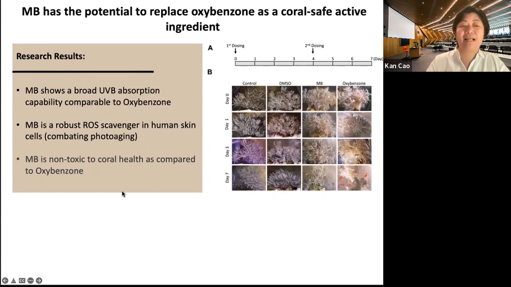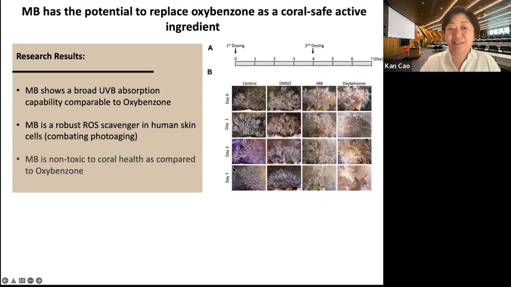So we did some research in the laboratory, and I don't have time to show you all the results here, but I just want to show you the take-home messages based on our research. Methylene blue, we found, shows a broad spectrum absorption, both UVA and UVB. And in the range of UVB, it is comparable to oxybenzone, if not better. As I already told you, methylene blue is a robust ROS scavenger, a potent antioxidant, so it can effectively combat photoaging caused by UVA. And most importantly, methylene blue is not toxic to coral reef.